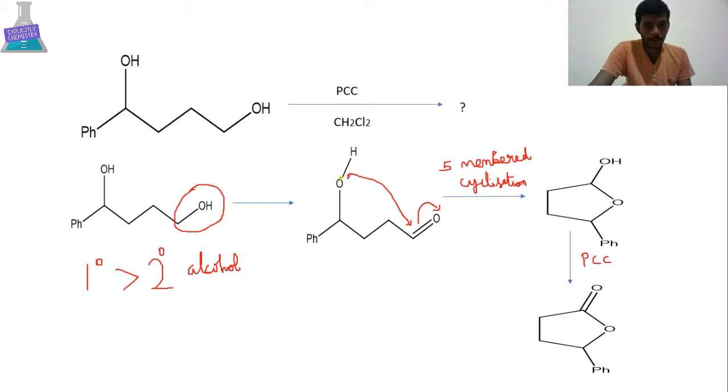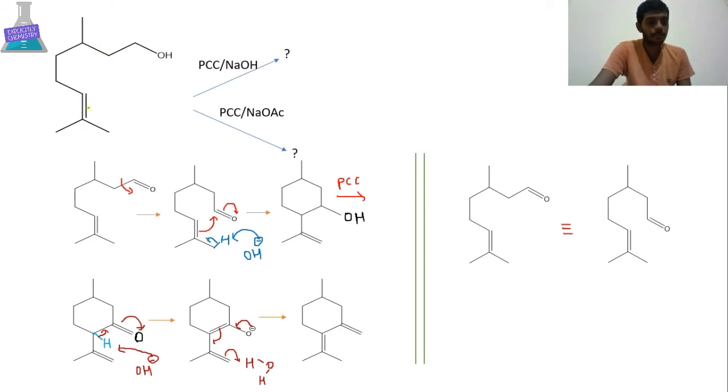After that, this lone pair of electrons will attack over here and this will move over here, forming the 5-member intermediate, and after that the PCC is added over here which converts this alcohol to ketone, and this is the final product obtained for this reaction. You have to note that the primary alcohol is more reactive than secondary alcohol, so the oxidation happens at the primary alcohol. After that cyclization happens. After that we are adding PCC which converts this alcohol to ketone.